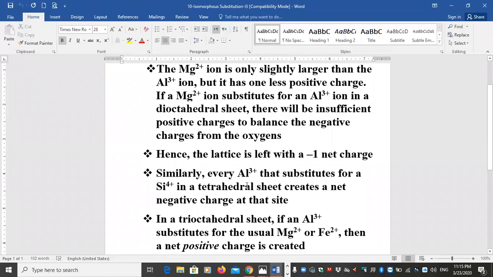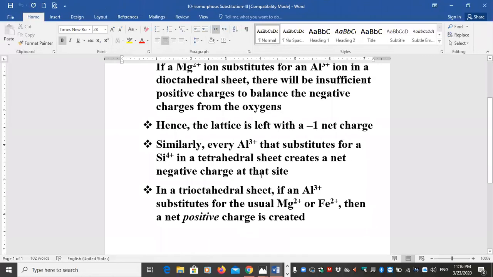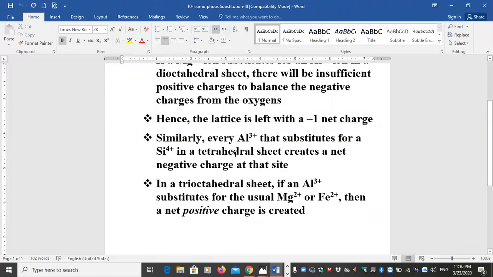Similarly, every aluminum that substitutes for a silicon in a tetrahedral sheet creates a net negative charge at that site. So same thing, we don't have to waste time on it because it's exactly like the above example.